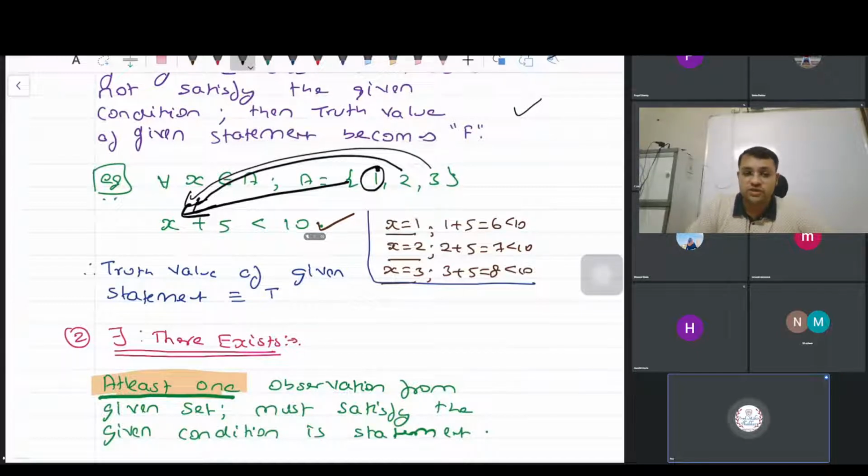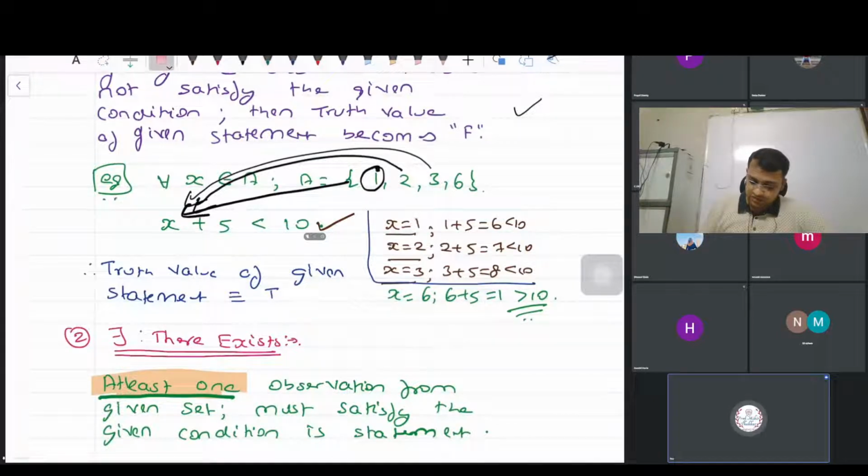If any one value does not satisfy, say for example in this particular set there had been a value, let us say 6. So when x is 6, I will get 6 plus 5, which is equal to 11, and that is actually greater than 10. Because it is greater than 10, it would have become a false statement if I had a 6 in that scenario. Now in the example that I took before, 6 was not present. And because it is not present, I can say that it is definitely going to be a true statement.